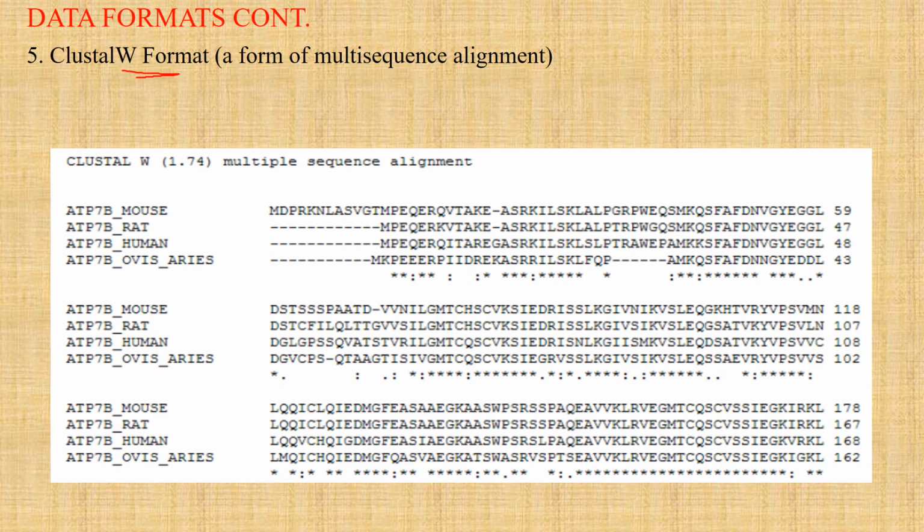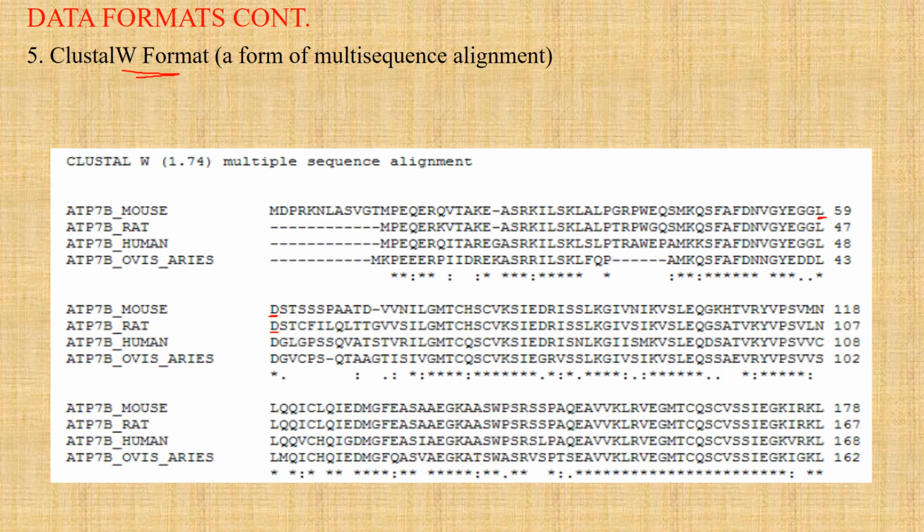So you see that here, this is residue 59 for ATP7B coming from the mouse. So this should be number 60, okay? This should be residue number 60 from the mouse, okay? This is residue 70 or 47. This should be 48, okay? Coming from the mouse, okay? So that is how it aligns it, and that is the difference between the ClustalW format and the aligned FASTA format, which are both forms of multi-sequence alignment.